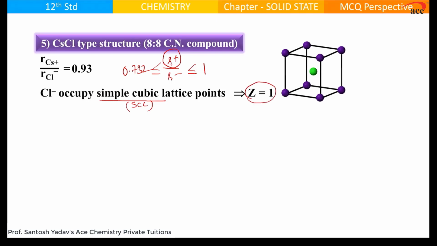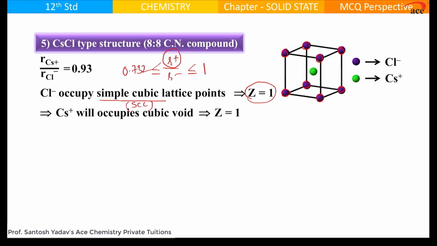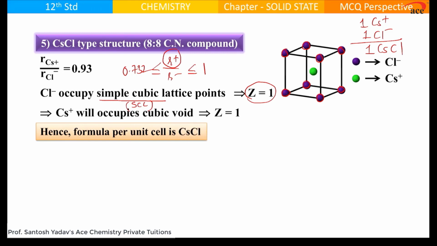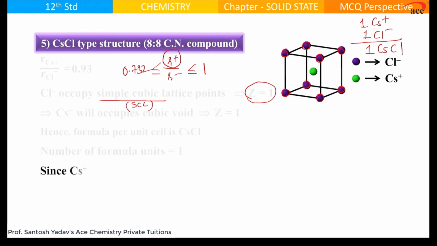So, how many chloride ions are present? 1. 1 chloride ion that is making up 8 corners. You should know 8 corners contribute as 1 chloride ion for SCC, and cesium occupies cubic void, therefore its rank is 1. That means 1 cesium ion, 1 chloride ion. That means 1 cesium chloride. That means formula unit will be cesium chloride. Number of formula units will be 1.